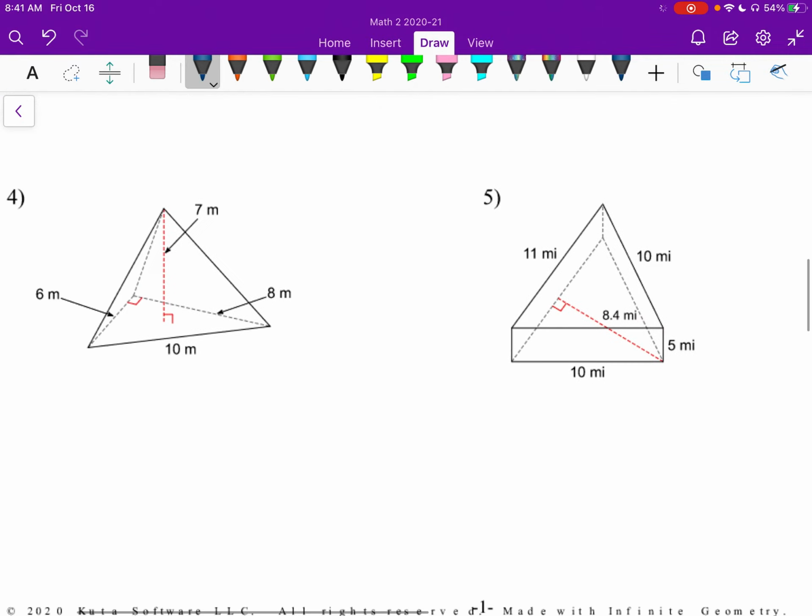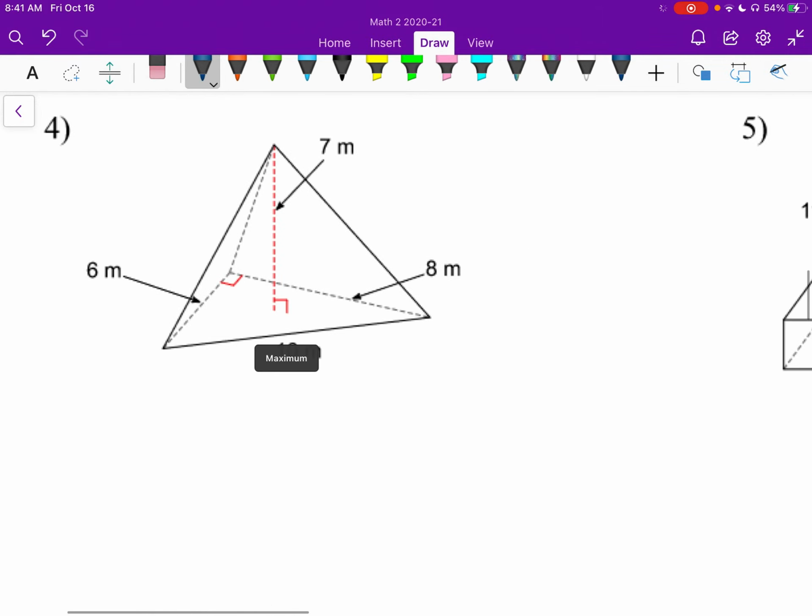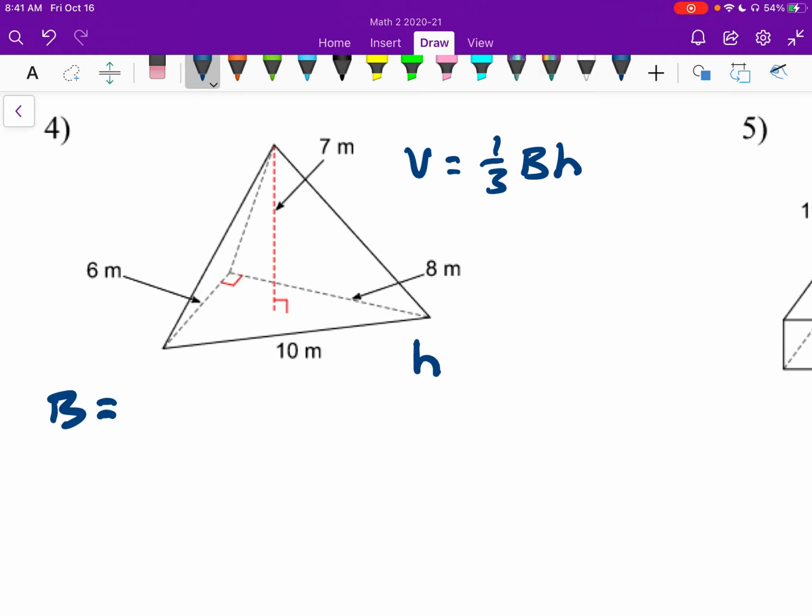All right, let's look at number 4. Here we have a pyramid. The pyramid's formula is volume is 1/3 big base times height. So for starters, we want to get our big base, and we want to get a height, and then we'll be able to multiply them together. Height will be the easier one.